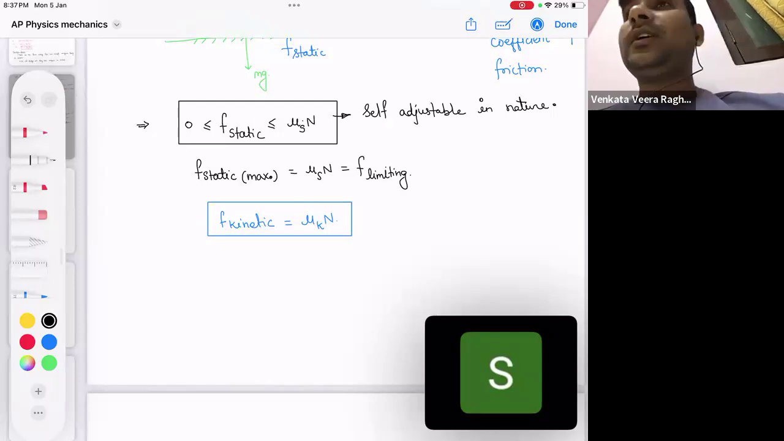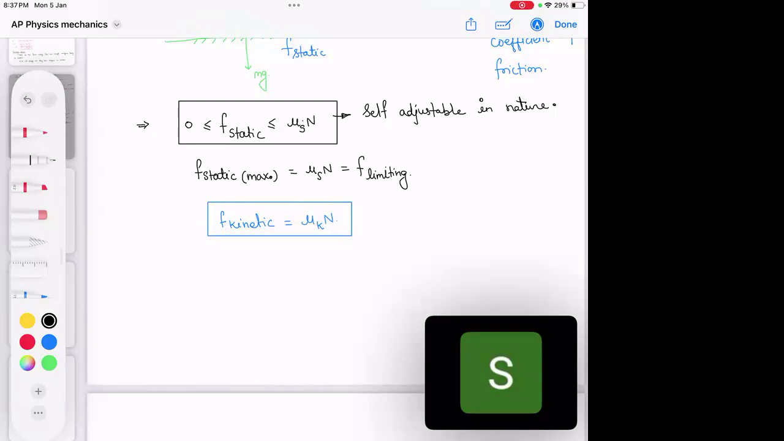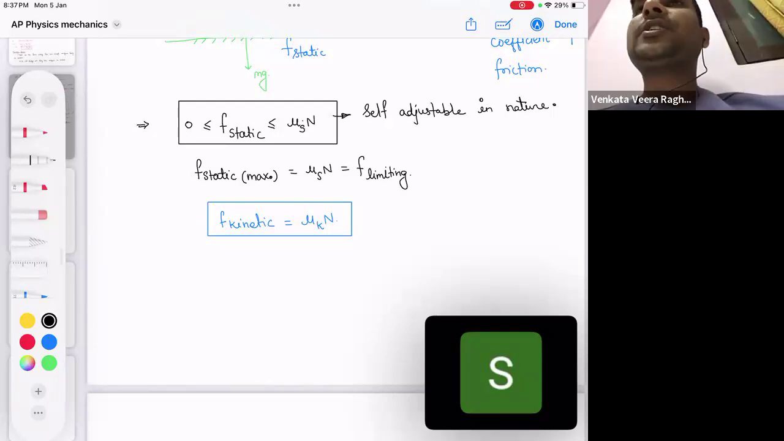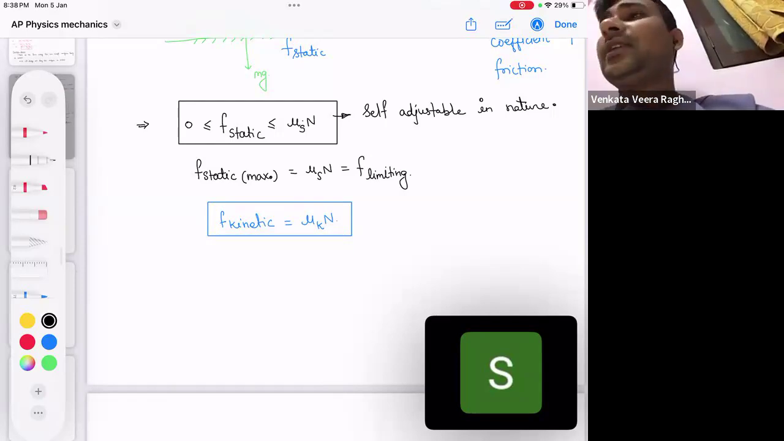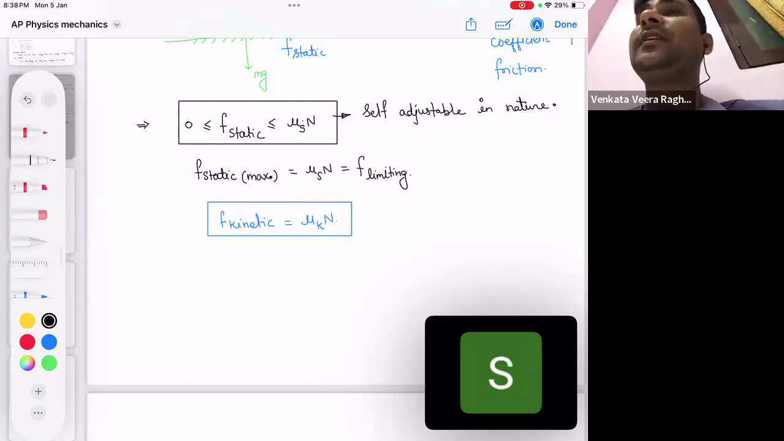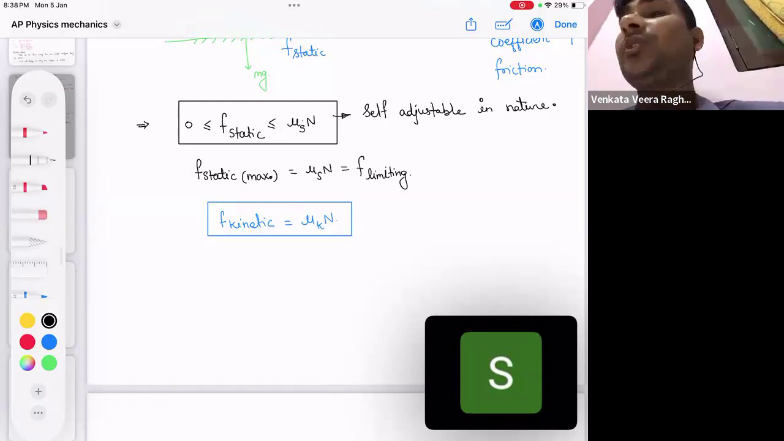And now I think your question is what the maximum value of mu s is. The coefficient of friction does not have any limit. It can have any value; more than one is also possible. Mu s and mu k more than one are possible. But for normal surfaces, the value lies in the range of 0.3, 0.4, 0.5, 0.6, like that. But if a very rough surface is there, we can have a coefficient of friction more than one.